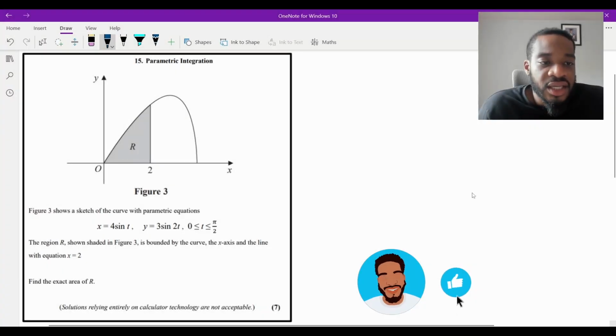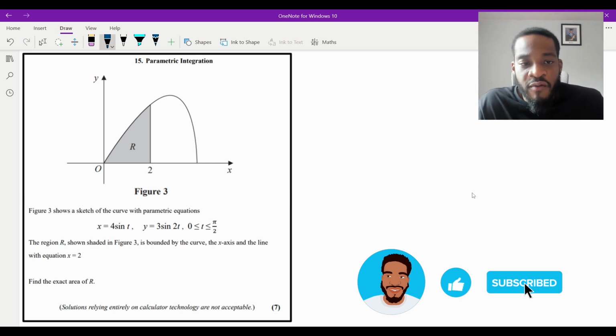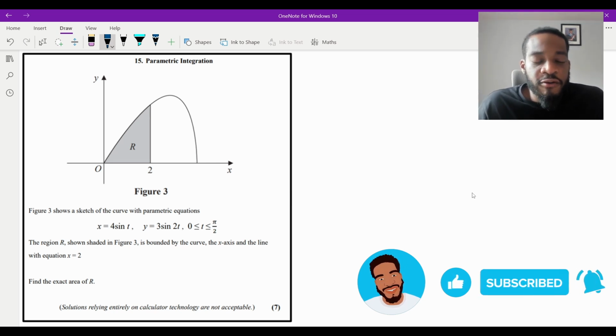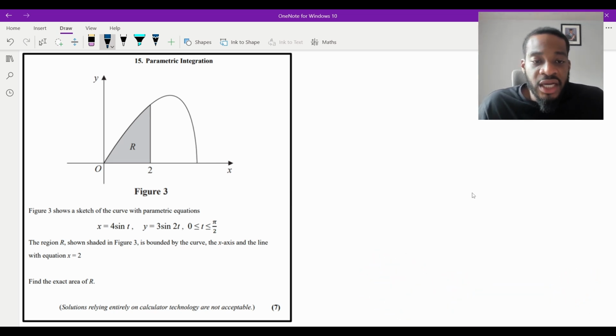Okay, so question 15 says, figure 3 shows a sketch of the curve with parametric equations x equals 4 sine t, y equals 3 sine 2t, where t is between 0 and pi over 2. The region R, shown shaded in figure 3, is bounded by the curve, the x-axis, and the line with the equation x equals 2. Find the exact area of R, and this is 7 marks.